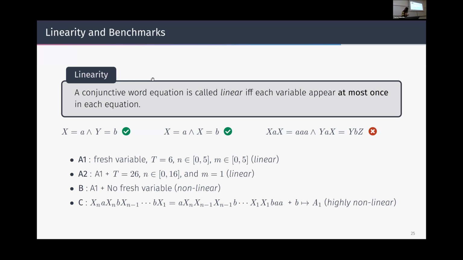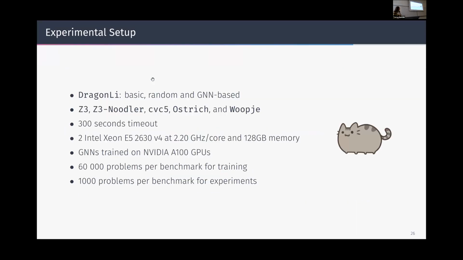And finally, for benchmark C, we have equations of this form, and in this one, each B is replaced by an equation of A1. So it's highly nonlinear. We run Dragonly as well as other solvers on them with a 5-minute timeout. Also, when we train Dragonly, we train it with 60,000 problems per benchmark, and for the evaluation, we only have 100 problems per benchmark per experiment.